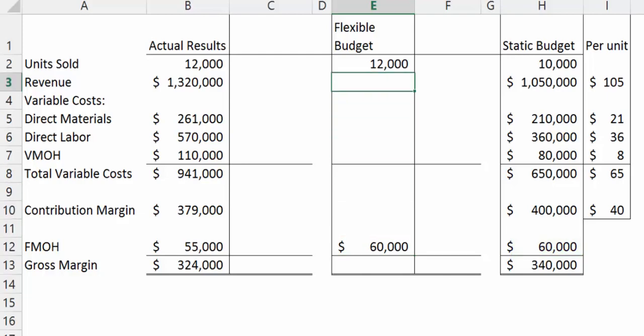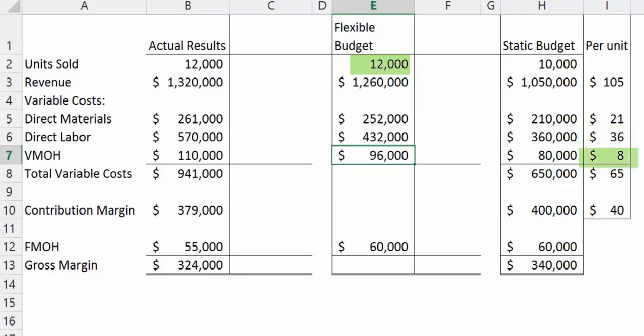Let's go on up here to revenue and fill this in. If I take 12,000 units times that $105 per unit, I get $1,260,000 for revenue. That's how much revenue I should have gotten if I sold the 12,000 units I actually sold at the standard price. We're going to do the same thing down here. Take the 12,000 units times the $21, and that gives us $252,000 for direct materials, $432,000 for direct labor, $96,000 for variable manufacturing overhead, and my total variable costs are $780,000.